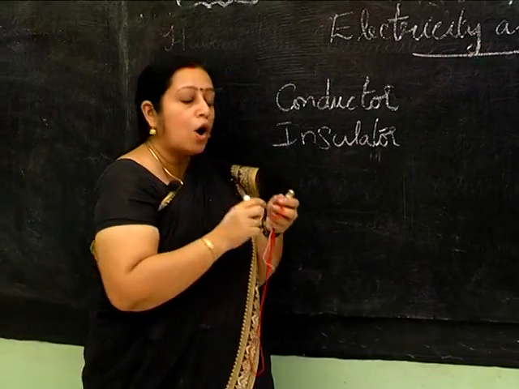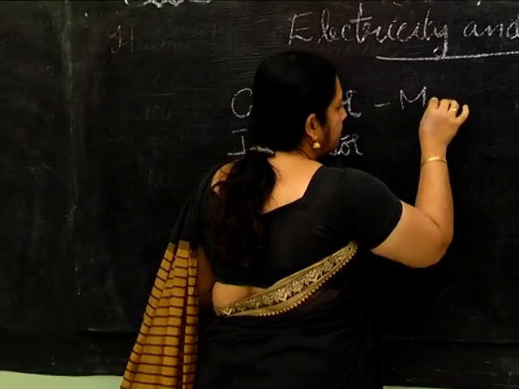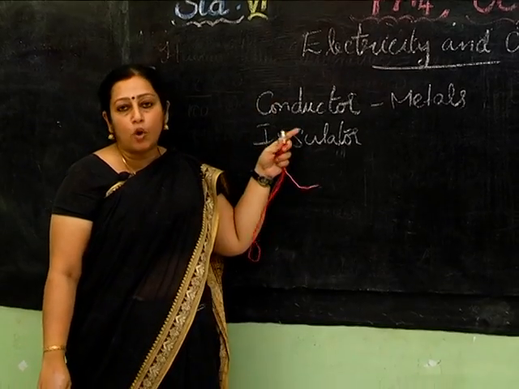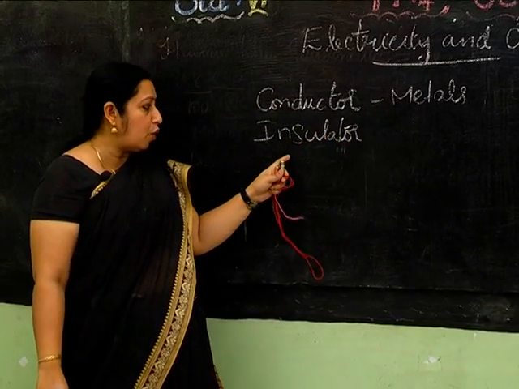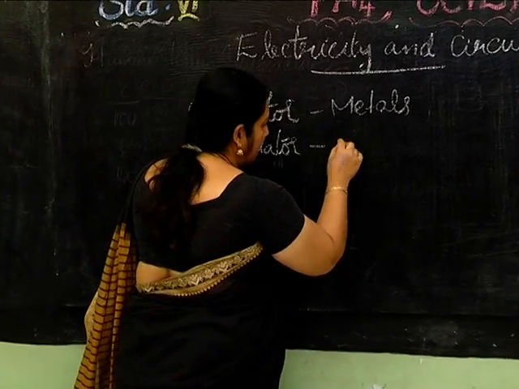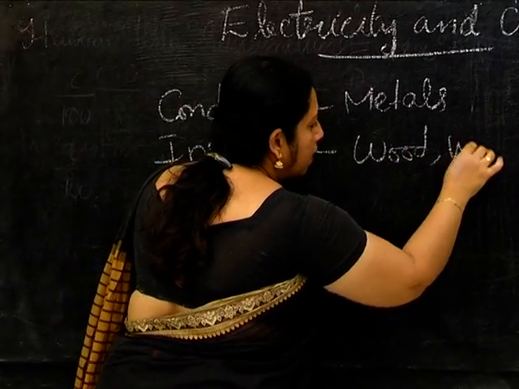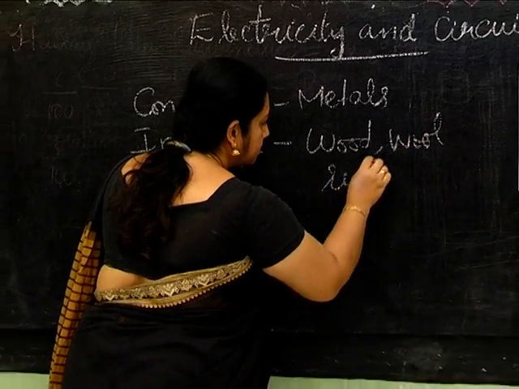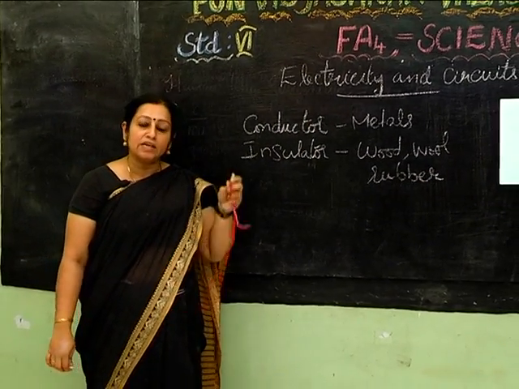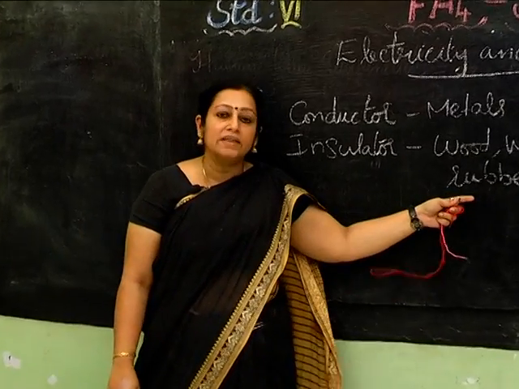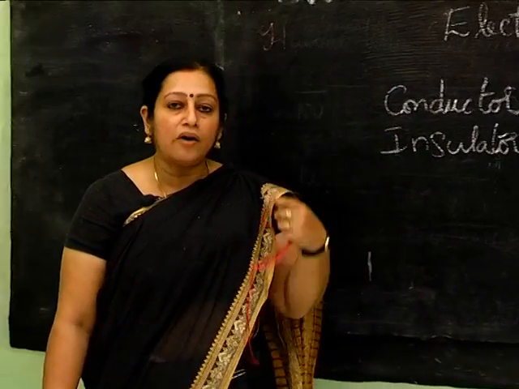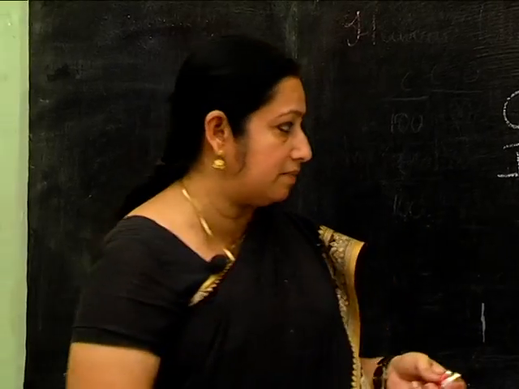An example for conductors: all types of metals are good conductors. Even impure water conducts, whereas pure water does not conduct. It's an insulator. Other examples of insulators are wood, wool and rubber. Whenever you are using electrical appliances, it is always advised to use a rubber chappal. The reason is that it does not allow current to pass through our body. Our human body is also a good conductor.